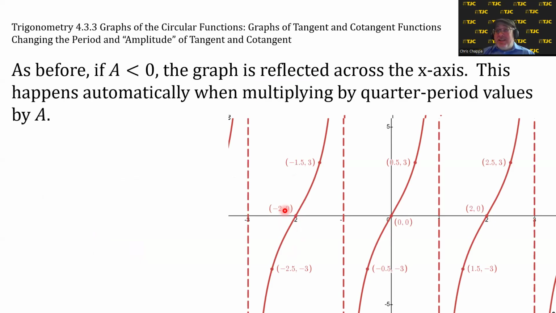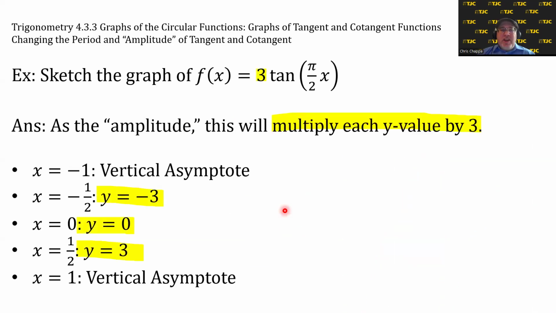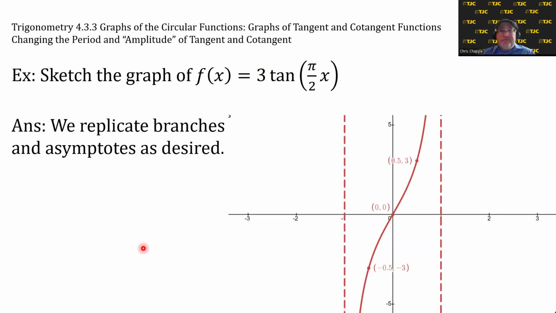As before, if a is less than 0, the graph is reflected across the x-axis. This happens automatically when multiplying by quarter period values. Just to show you what I mean, if the 3 were negative 3, then these 3 numbers would be 3, 0, negative 3, and hence display a decreasing behavior between asymptotes because it would have gotten reflected across the x-axis.